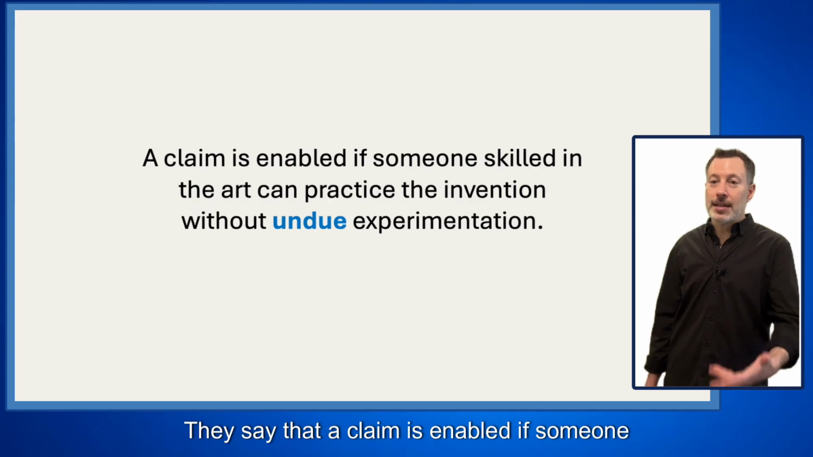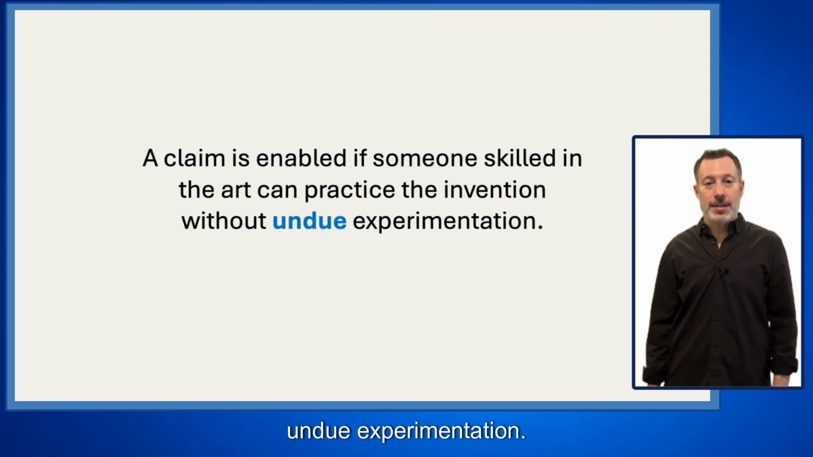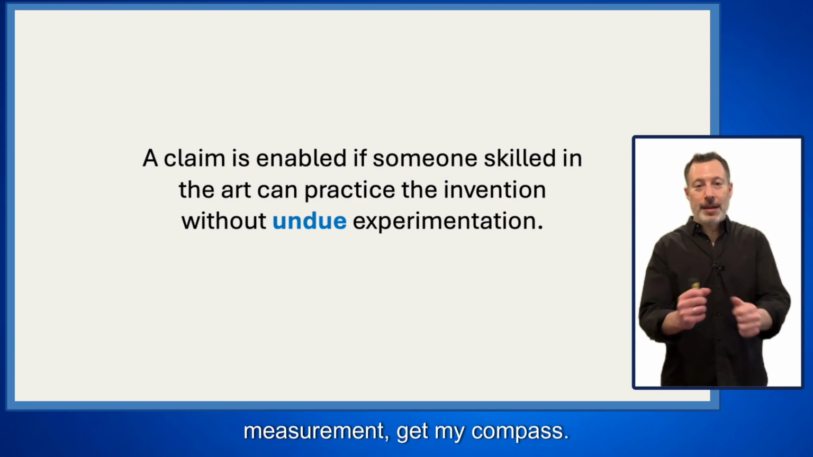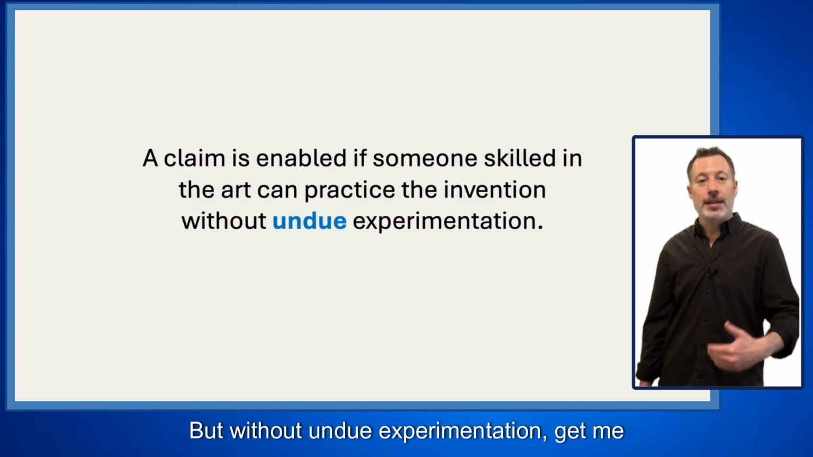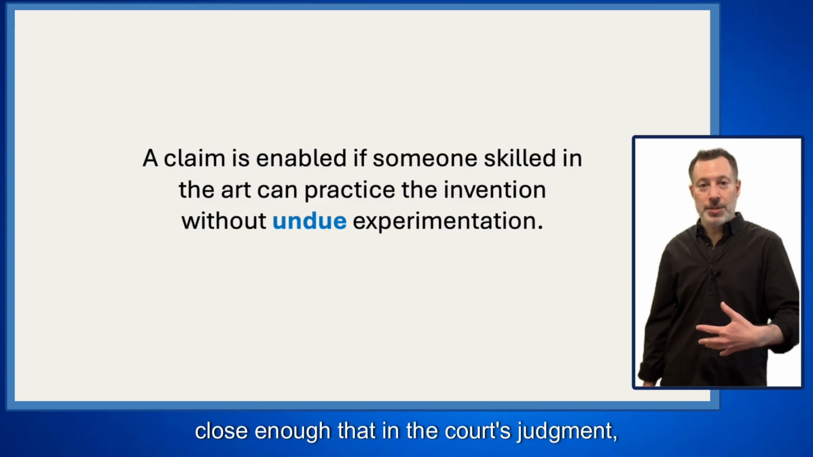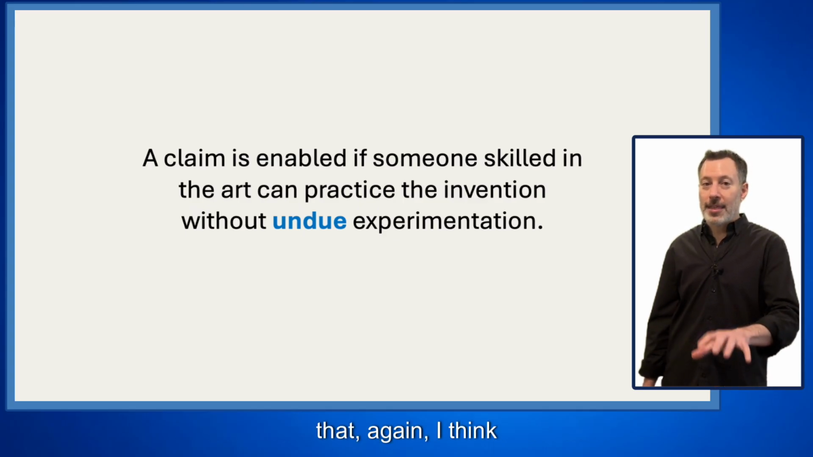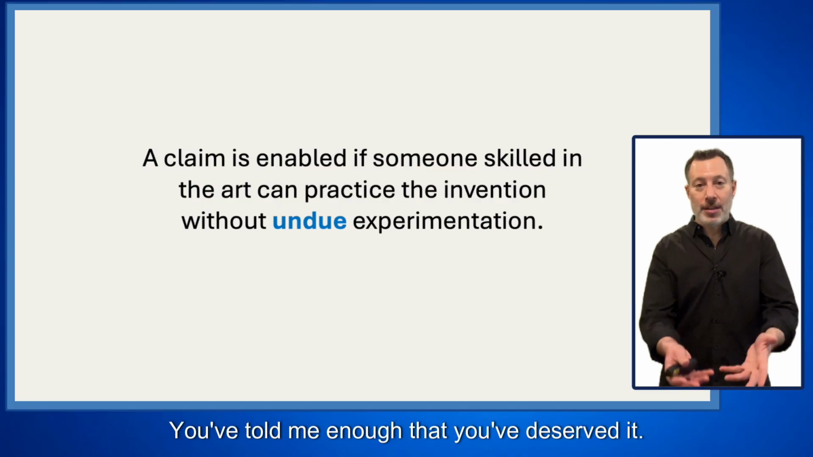They say that a claim is enabled if someone skilled in the art can practice the invention without undue experimentation. Or maybe I read it, I have to get my ruler and do a little measurement, get my compass. Yeah, a little bit, but without undue experimentation. Get me close enough that in the court's judgment, someone skilled in the art would read it and understand it enough that, again, I think we're saying you deserve it. You've told me enough that you've deserved it.